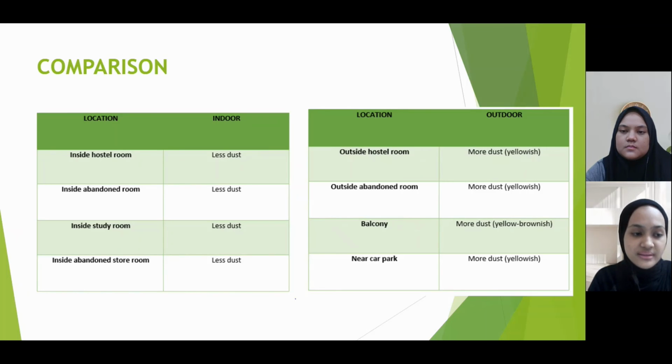And next, for the result comparison for outdoor, which is located outside the hostel room, outside the abandoned room, the balcony, and also near the car park, we observe that the plate has more dust stuck under the Vaseline and turned yellowish. The reason is that there is much possible pollution from human activities that happen outside, such as vehicle emission, sweeping floor, open burning, and also smoking.